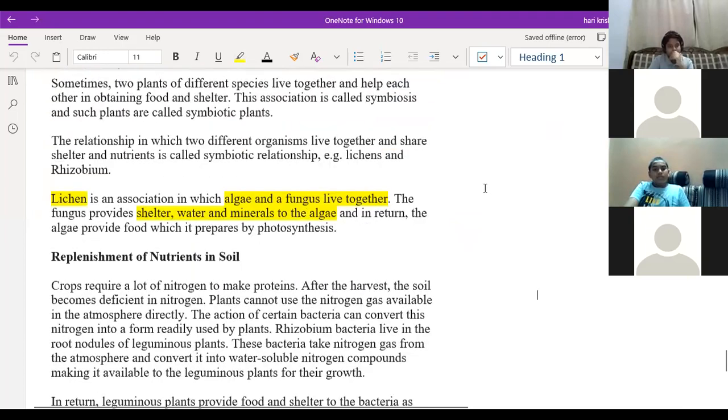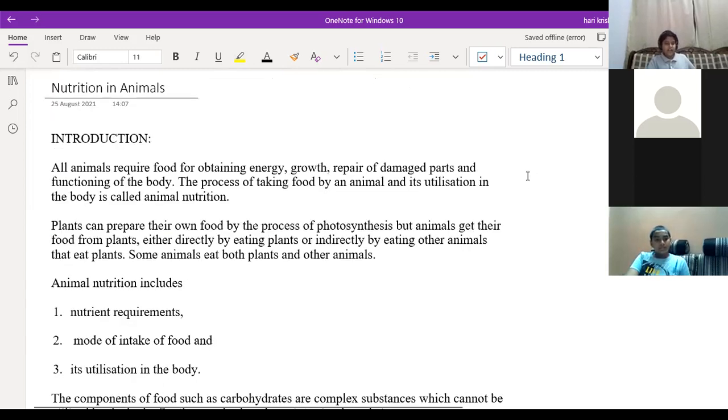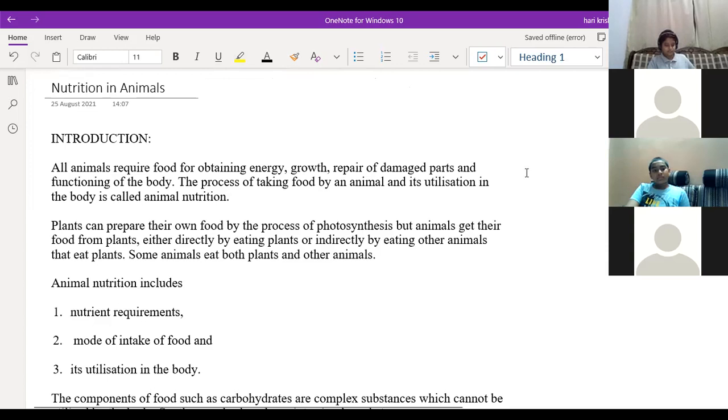Clear, right? How the photosynthesis will take place. This chapter in the last class. So next we are going to study about nutrition in animals. Till now, in the last class, we studied about the nutrition in plants.